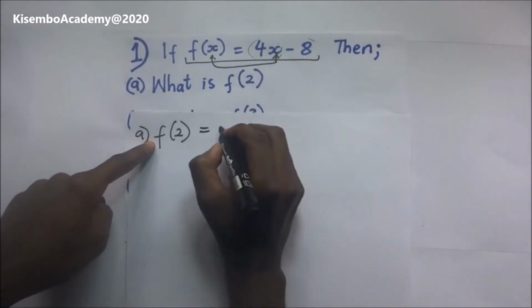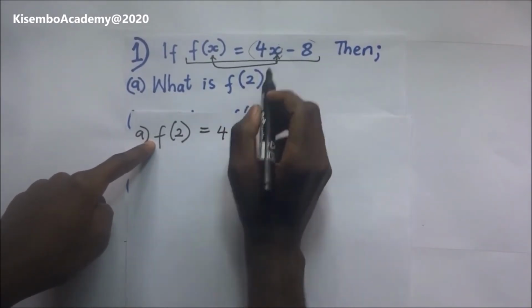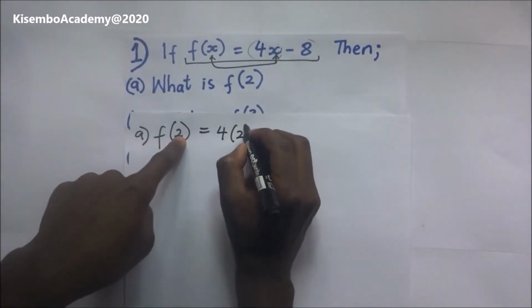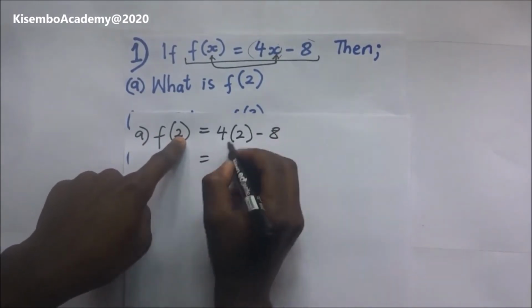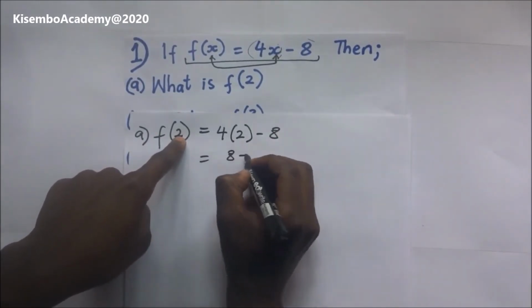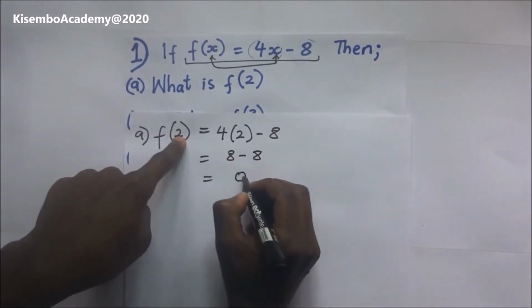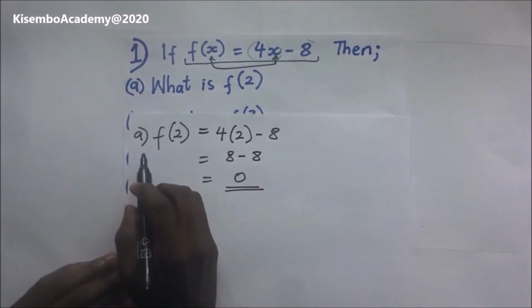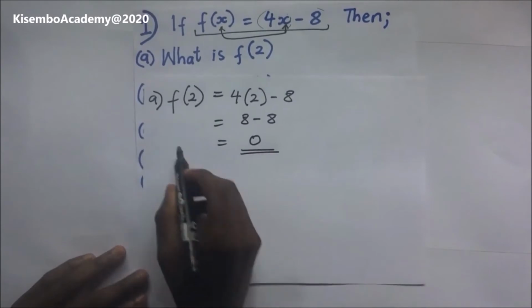So in this case this is going to become 4 times x, the value of x is 2, 4 into 2 minus 8, and that's going to become 4 times 2 is 8 minus 8, and that is going to give us 0. That is part A. Let's get to part B.